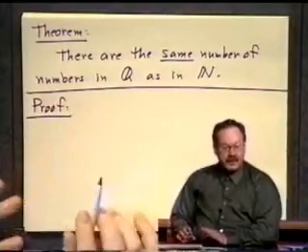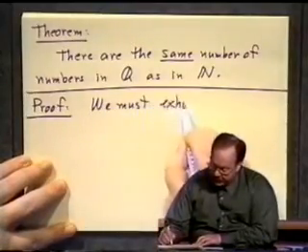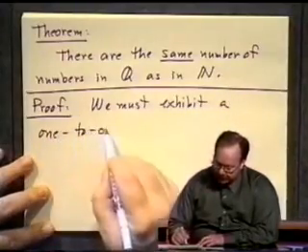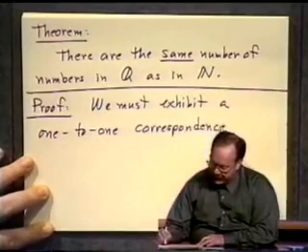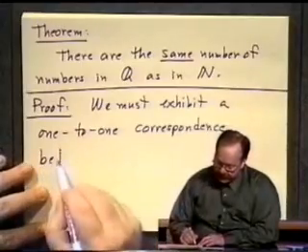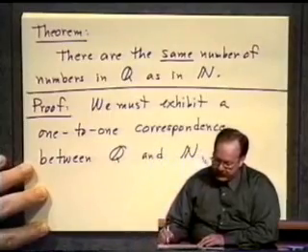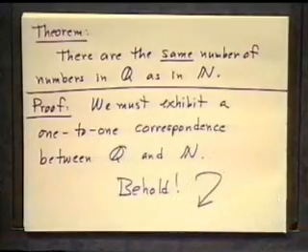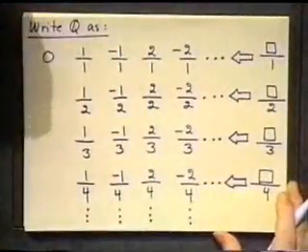What we must do is exhibit a one-to-one correspondence. Let's write that down. We must show a one-to-one correspondence between the sets. That's the matching that we showed for the finite sets on the previous page, between Q and N. Well, there's one way to put this. Behold, I will now show you such a correspondence, and then I will show you why it actually is a correct correspondence. So let's first examine this.